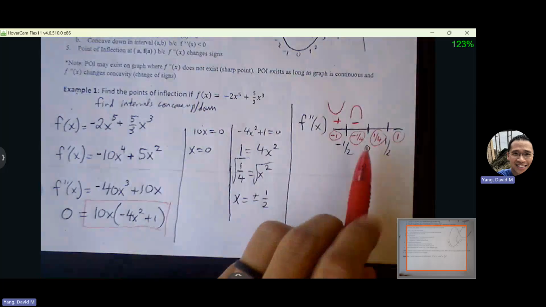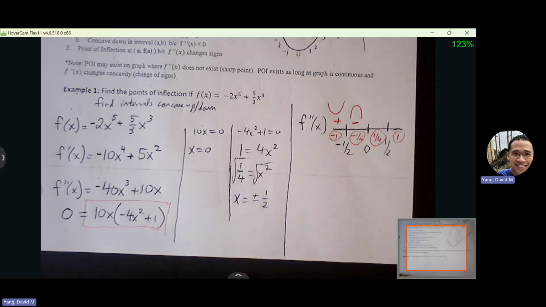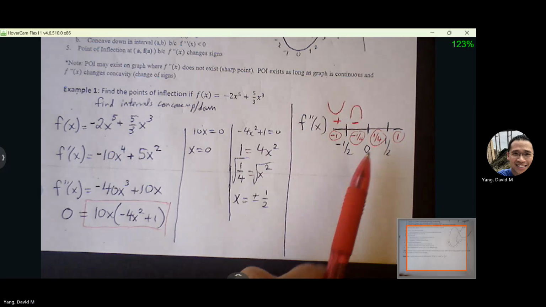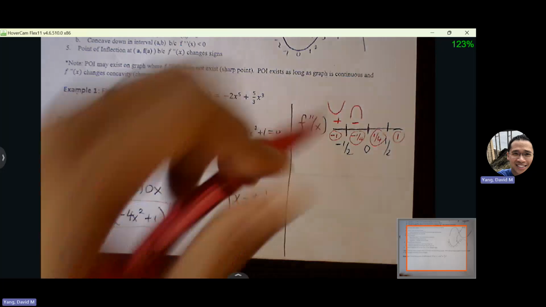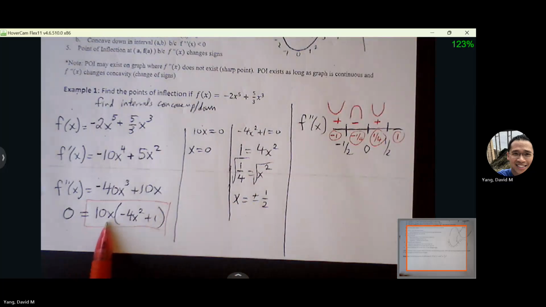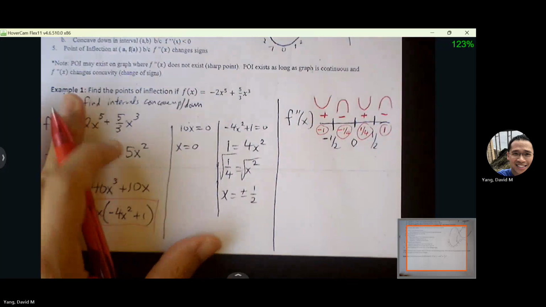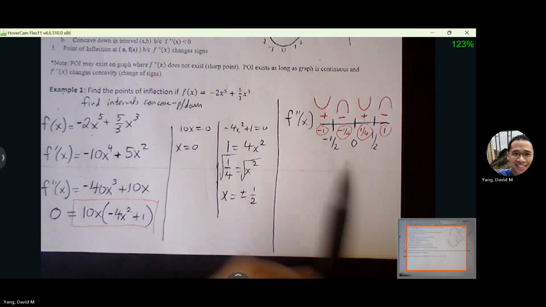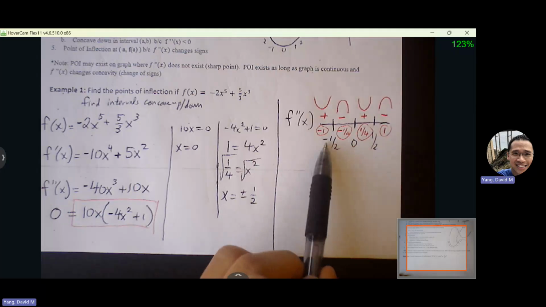So I'm going to use a symbol here to indicate what this graph will look like. This portion is going to visually look like parts of a parabola opening down. Plug 1/4 in, positive, positive, positive. Plug 1 in, positive times negative, which is negative. So we have two intervals of concave up, two intervals of concave down.